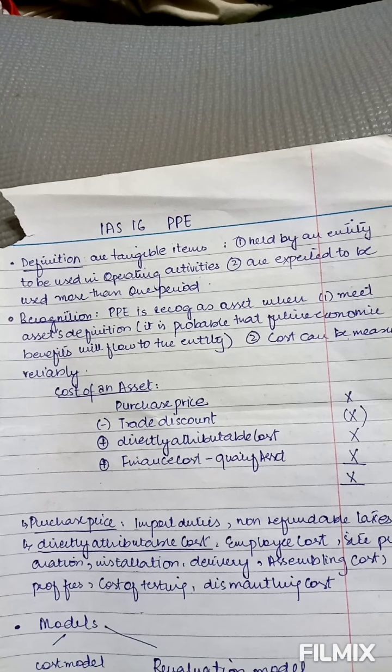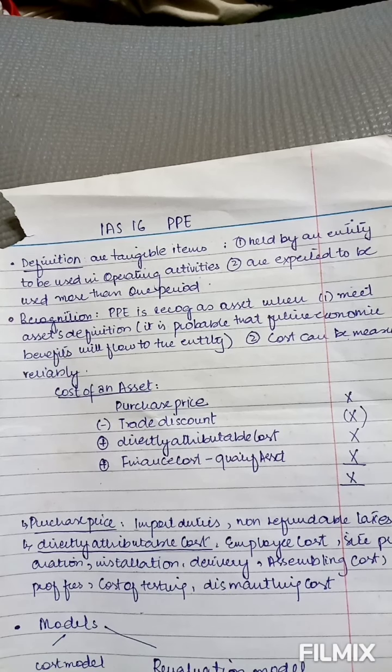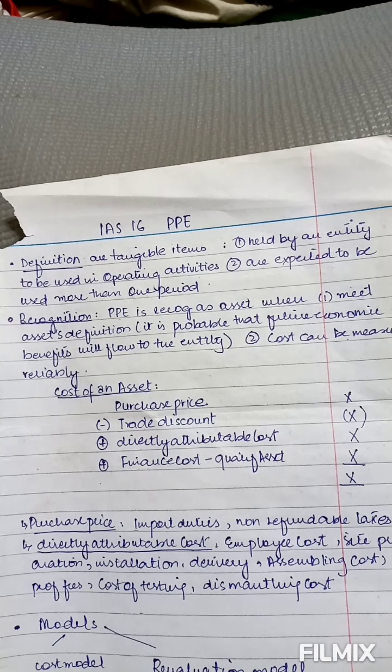What are its components? The first component is the purchase price, the price you are going to pay, minus the trade discount. Trade discount is the discount you get immediately on the spot. It is not the bulk discount, it is the immediate discount you get. You are going to minus that, plus directly attributable cost.